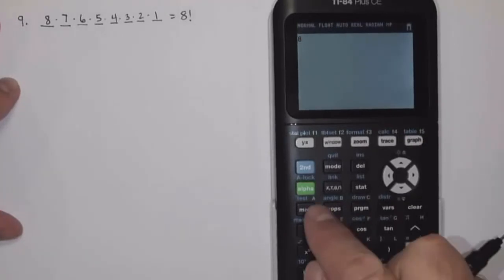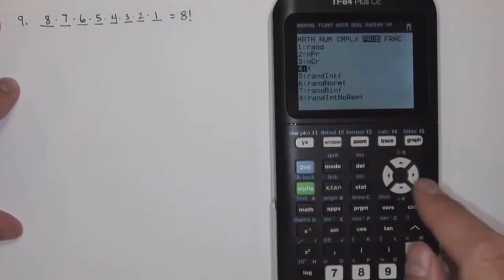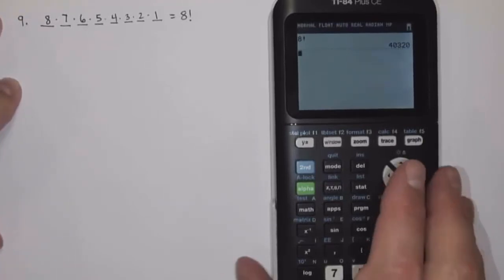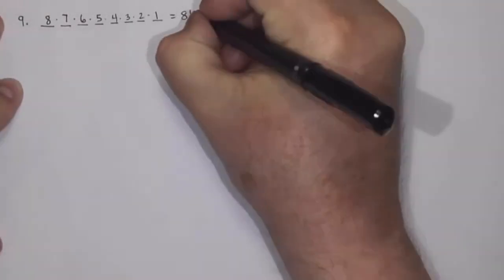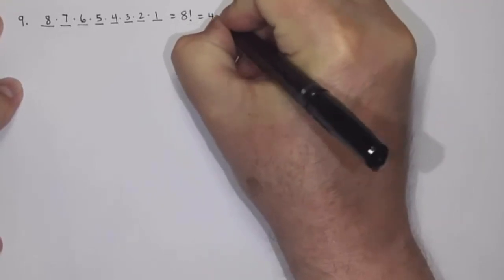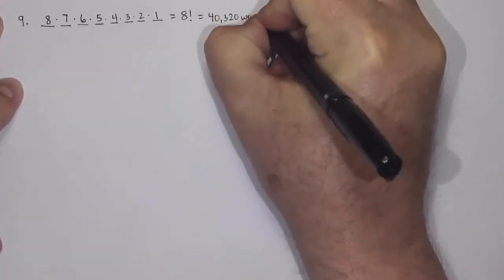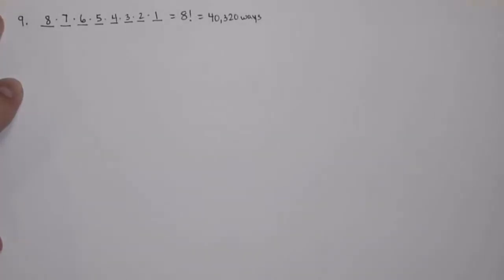So if I do 8 factorial, that is 40,320. So there are 40,320 different ways that the 8 terms could be matched with the 8 pictures.